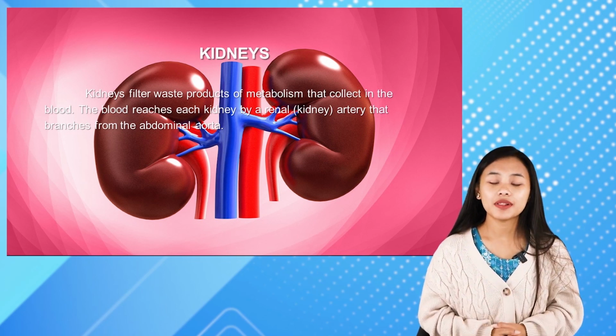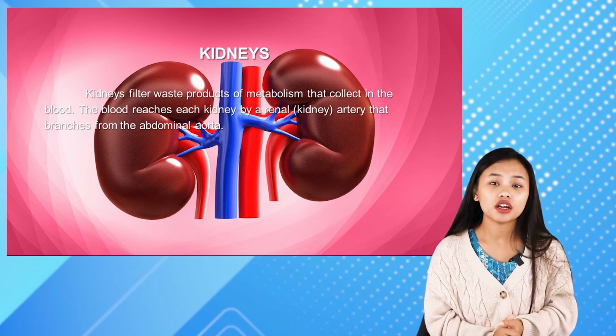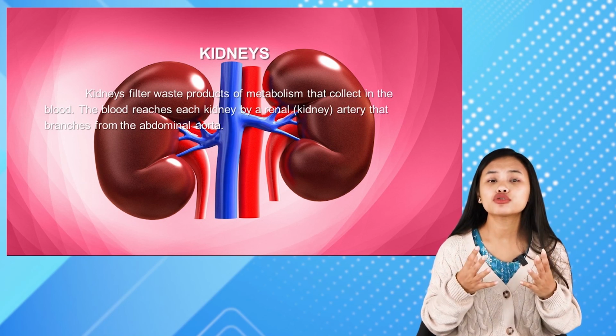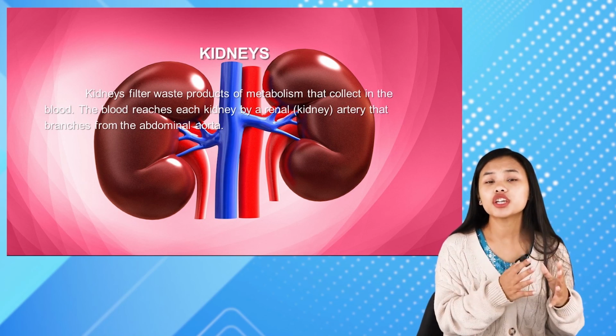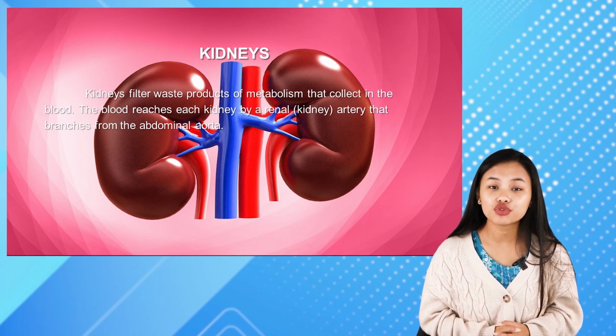So how does this blood reach the kidney? Here the blood reaches the kidney through the renal artery that branches from the abdominal aorta, and as we also know, approximately 20 to 25% of the cardiac output circulates each minute through the kidneys.